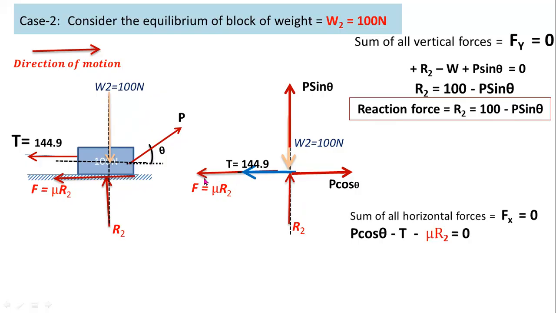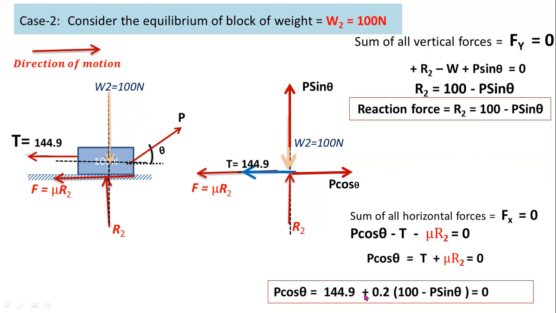After that, you have to resolve all the forces parallel to the plane. Here there are three forces: P cos theta, 144.9 and mu R2, along the inclined plane. P cos theta equal to T plus mu R2. From this equation, you have to substitute the value of R2. Now P cos theta equal to 144.9 plus 0.2 into 100 minus P sin theta.